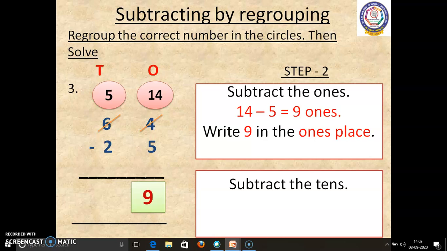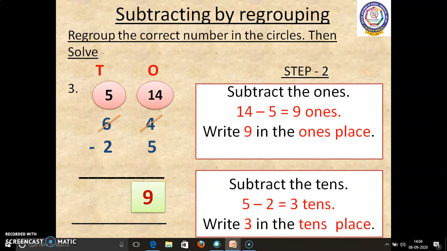Now we have to subtract the tens. In the tens place we have 5 minus 2. 5 in the mind, 2 in the finger. 5, before it 4, 3. So 5 minus 2 equals 3 tens. Now we have to write number 3 in the tens place.